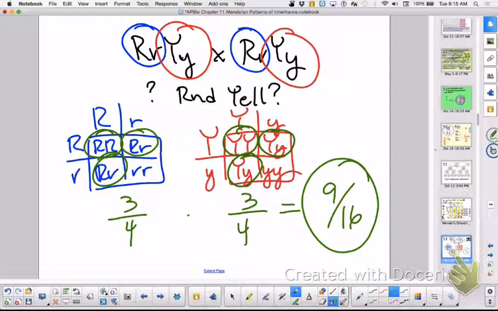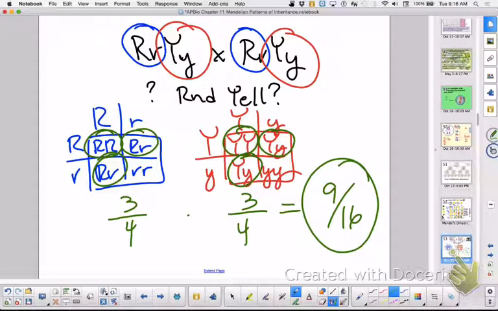Like when we said a penny, half the time it would turn up heads, right? Half the time the second penny would turn up heads. So what were the odds of 2 pennies turning up heads? A half times a half was a 4. Same thing here. You're just applying your product rule to this dihybrid cross.